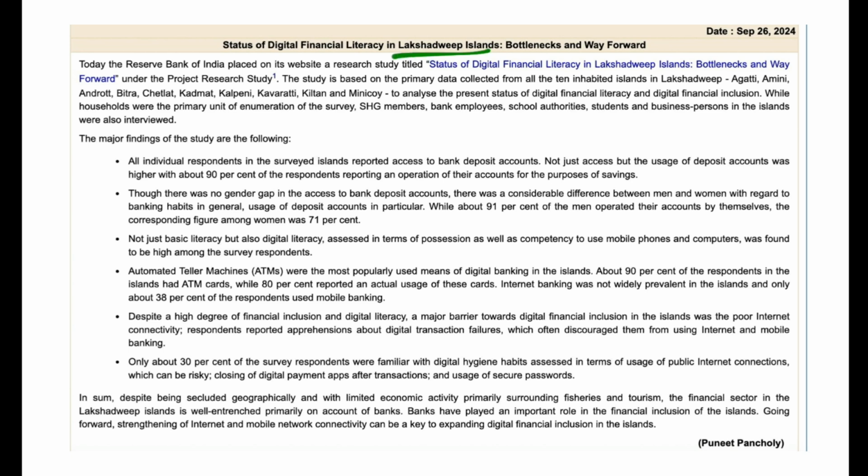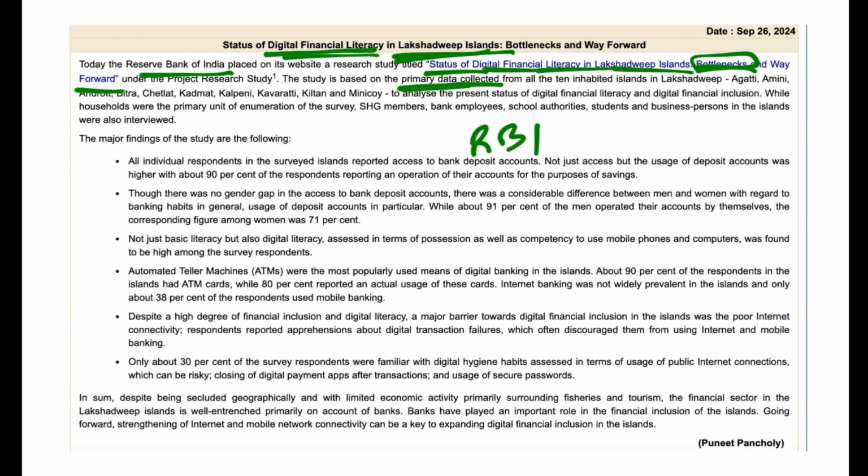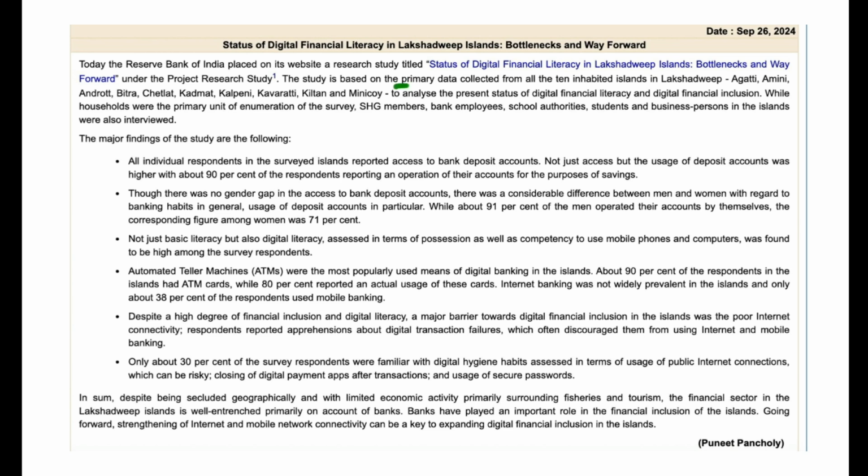Now, Lakshadweep Islands are very beautiful islands in the Arabian Sea, not very far from Maldives, right? What is the status of the digital financial literacy? So there was a Reserve Bank of India study that was done, that what is the status of digital financial literacy in Lakshadweep Islands, the bottlenecks and the way forward. So bottleneck simply means the things that are stopping you, right? So there are a lot of these islands. In fact, they did a survey, primary data they collected. What is primary data? They actually went ahead and asked the people of Lakshadweep. That is called primary data.